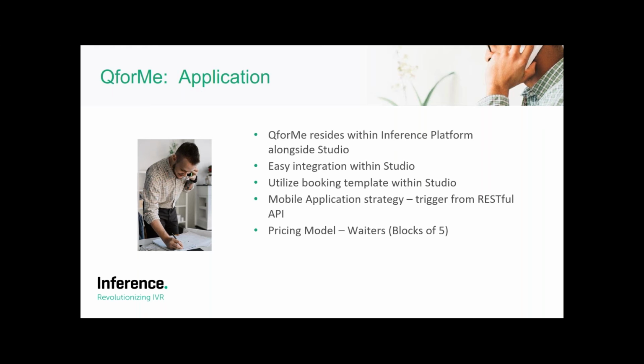One of the other interesting things about QforMe is how it's actually priced at the wholesale level. Now, obviously, Inference works only with service providers, and how service providers take the product to market is completely up to them. But the pricing model that we sell to carriers is what we call a waiter model. So this is essentially the number of calls you would like to have held in queue on behalf of your customers. We refer to each call being held by a waiter. They are literally waiting on your behalf or your customer's behalf, and you can buy these waiters in blocks of 5.